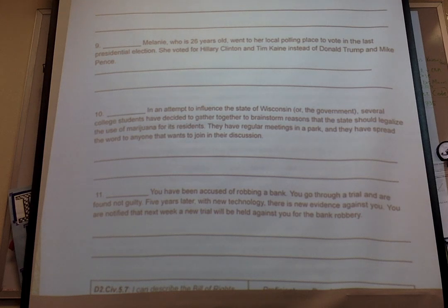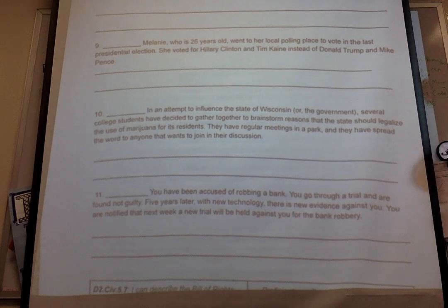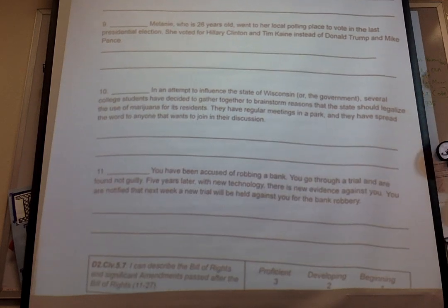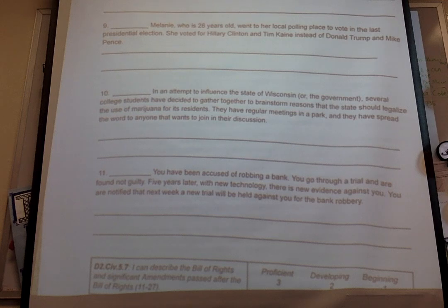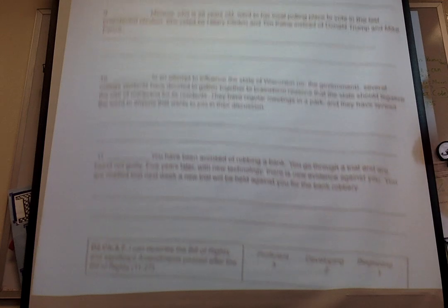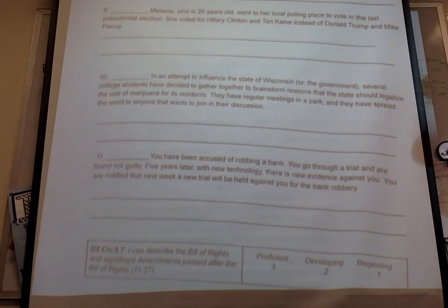So what amendment is this dealing with? Did she violate or exercise her right to that amendment? Basically, we know Hillary Clinton and Tim Kaine both lost to Donald Trump and Mike Pence. So did she violate by voting for them, or did they exercise their right to that amendment? Pause it.